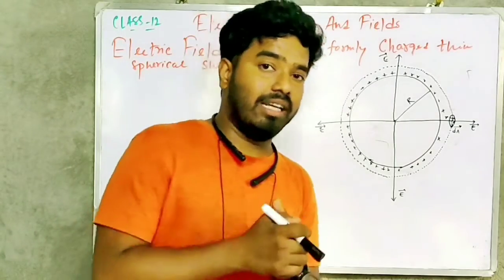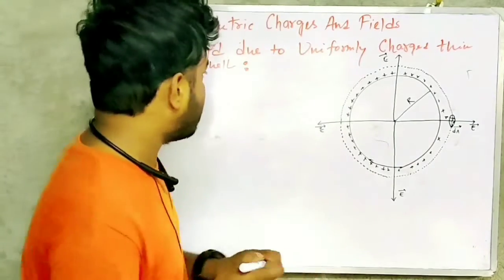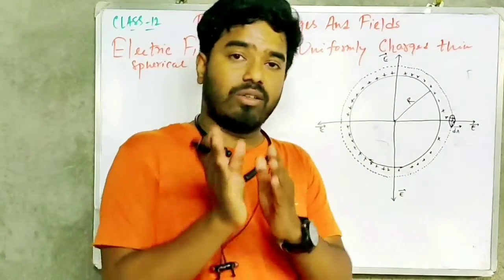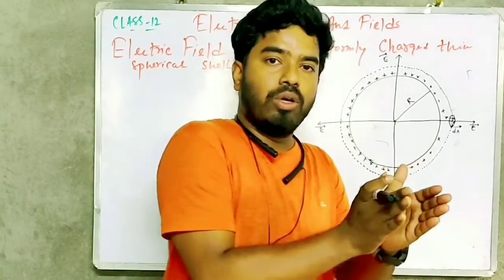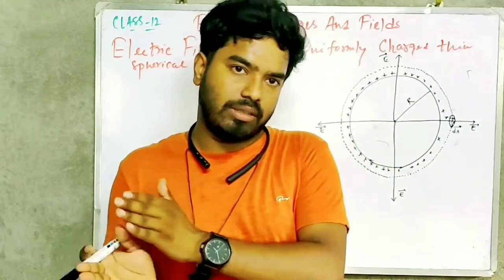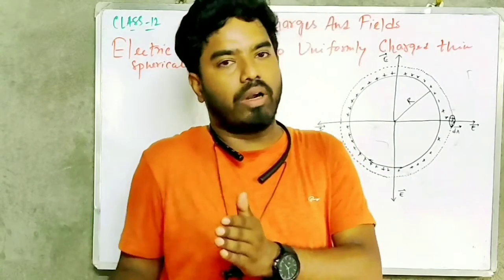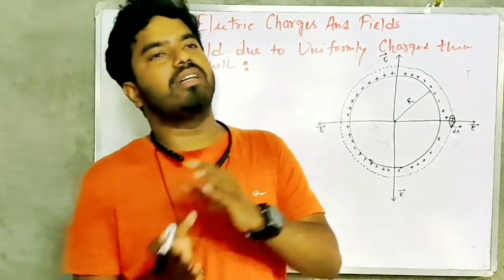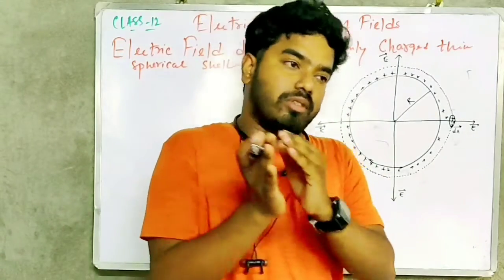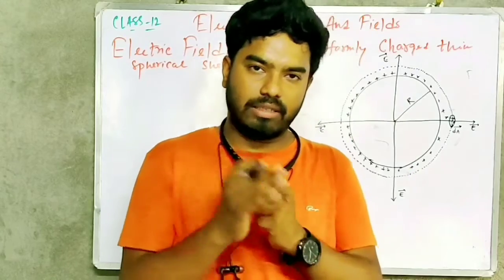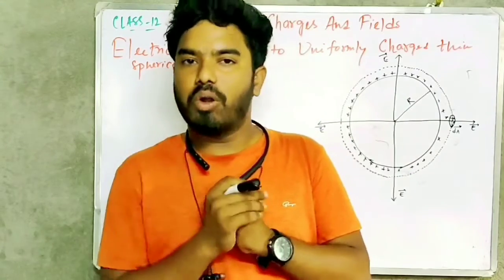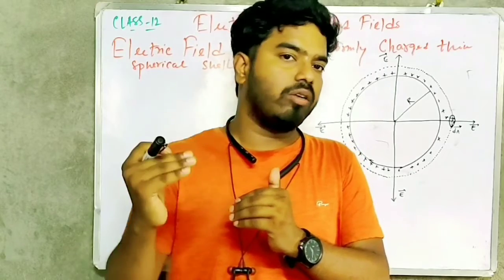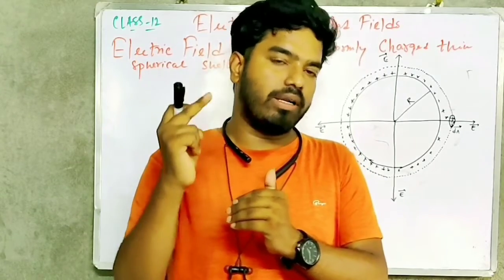So what is a shell or what is a sphere? At first we have to know spheres are of two types. One is solid, another one is hollow. Now hollow may be of two categories, conducting and non-conducting. Conducting means metallic, and non-conducting means dielectric. And the solid is also of two categories, conducting and non-conducting. Now hollow has two cases, conducting and non-conducting, and solid has one case, conducting.